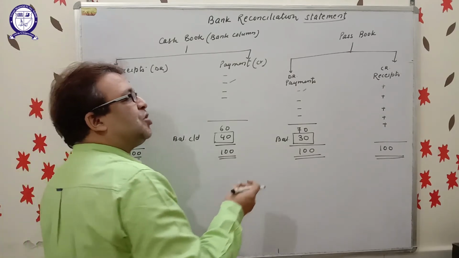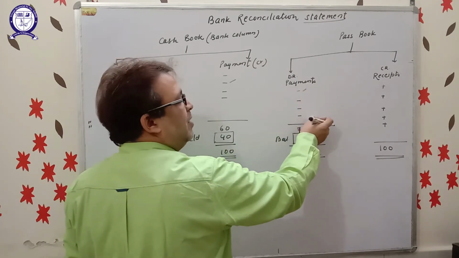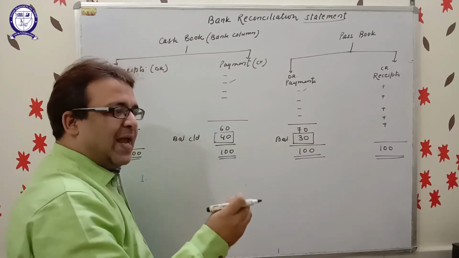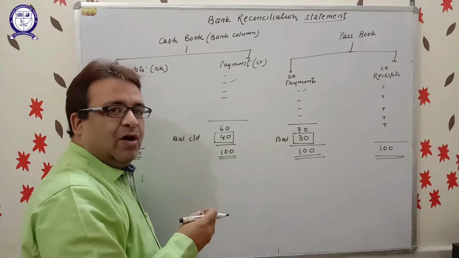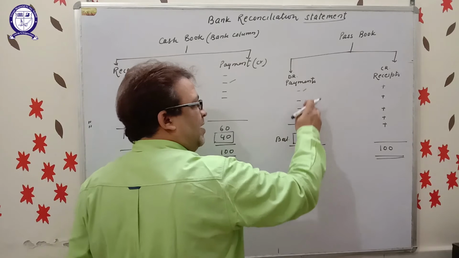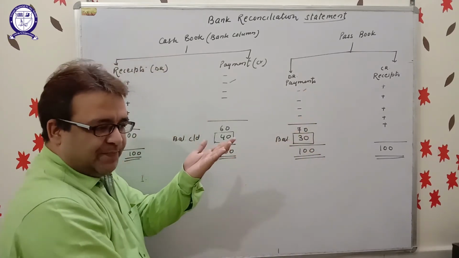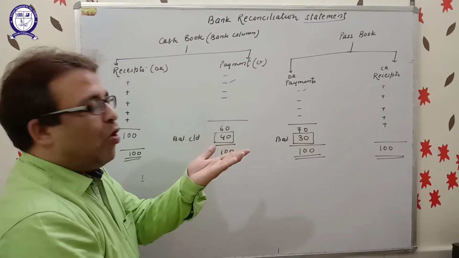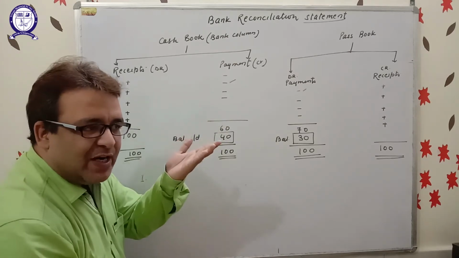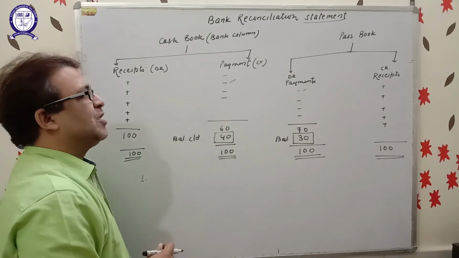Sometimes bank charges some expenses from us, or bank charges interest on overdraft. When bank charges interest on overdraft or expenses from our account, then bank takes some amount from our account. So bank balance will decrease, passbook balance will decrease. On the other hand, no entry is passed in the cash book. So cash book balance will remain the same. So there will be a difference between the cash book and passbook.